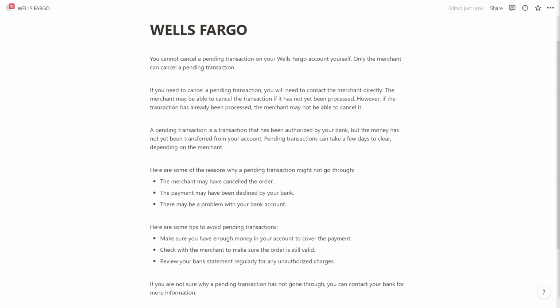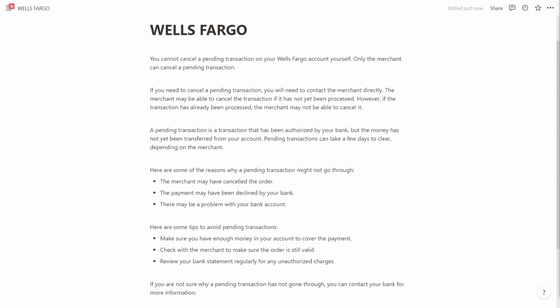Only the merchant can cancel a pending transaction. If you need to cancel a pending transaction, you will need to contact the merchant directly. The merchant will then be able to cancel the transaction if it is not yet processed. However, if the transaction has already been processed, the merchant may not be able to cancel it.